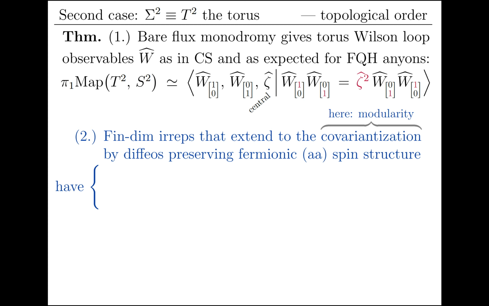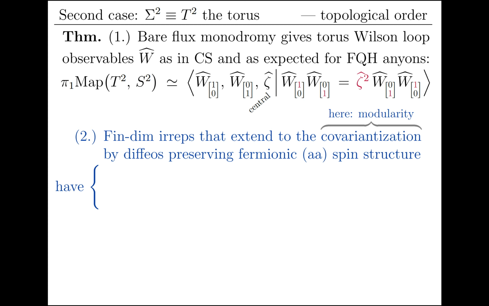So we also prove in these notes that I'm reviewing here, that the finite dimensional irreps of this algebra here that extend to the covariantization by diffeos, which remember over the torus means that we're modularizing, and we should be looking here at the covariantization with respect to diffeomorphisms that are actually spin diffeomorphisms that preserve the fermionic, the antiperiodic AA spin structure on the torus, the one that is suitable for fractional quantum Hall systems whose fundamental constituents are electrons. So it's kind of curious that the theory actually retains that information about the fundamental nature of the fractional quantum Hall system here.